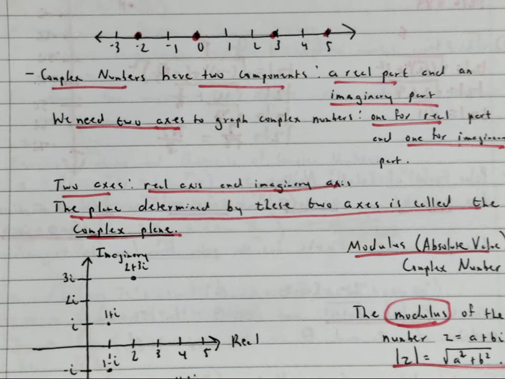Complex numbers have two components, a real part and an imaginary part. Since they have a real and imaginary part, we work in the complex plane. We need two axes to graph complex numbers, one for the real part and one for the imaginary part. Two axes, real and imaginary. So let's look at an example of one.